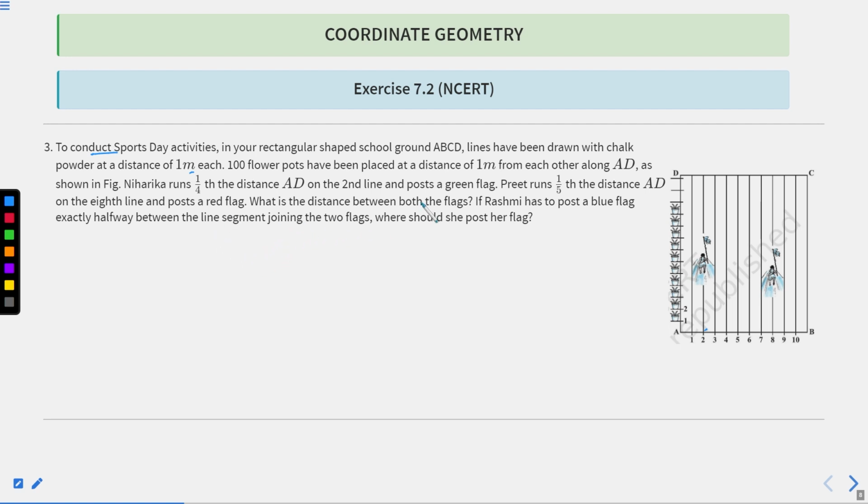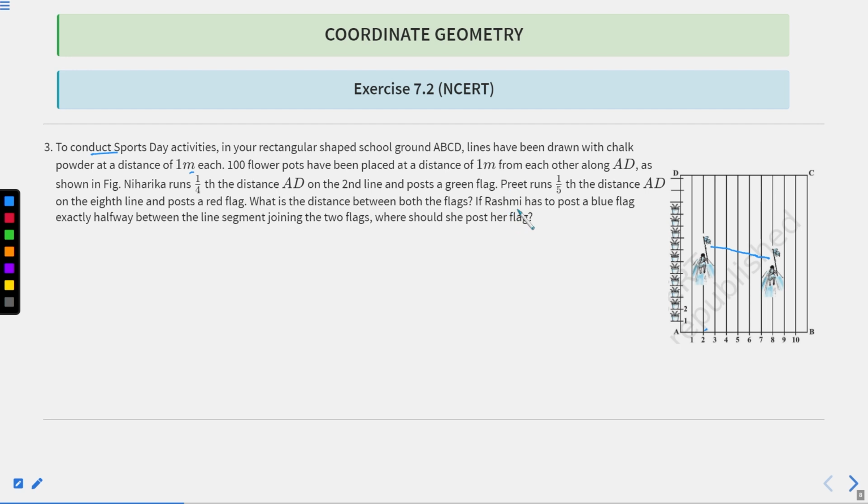What is the distance between both the flags? Here we have a green flag and here we have a red flag, and we need to find the distance between these two flags. How can we find the distance between both the flags? Basically, we can use the distance formula.